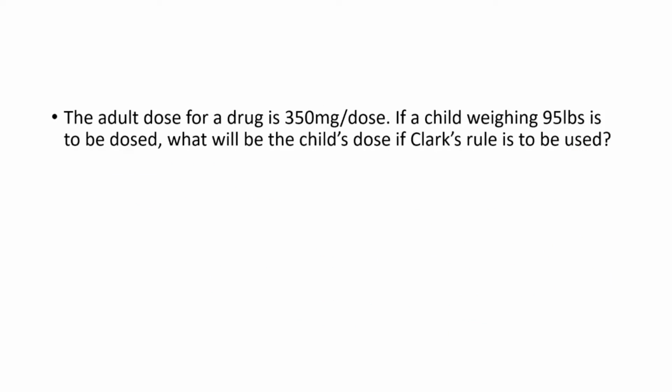Okay, next problem. So this one is very straightforward. You just have to know what Clark's rule is. So the adult dose for a drug is 350 milligrams per dose. If a child weighs 95 pounds is to be dosed, what will be the child's dose if Clark's rule is to be used? Okay, so Clark's rule relies on the patient's weight, particularly it is the patient's weight in pounds.